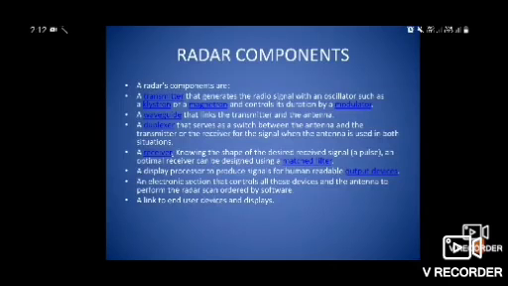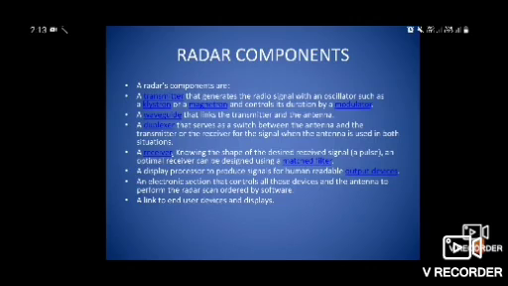Okay, so what are the main radar components? I have already told that a transmitter, receiver, antenna, and target are the main components. When we look at the outer or inner view of our radar, the main transmitter will generate some radio signals. How will it generate them? With an oscillator.